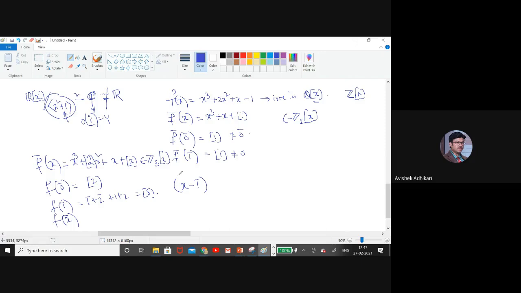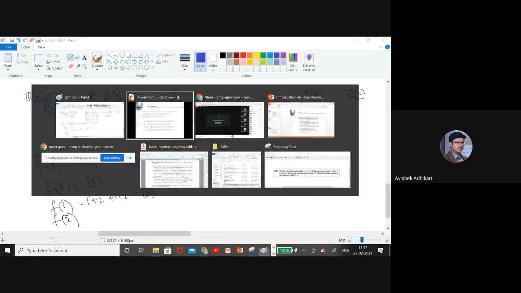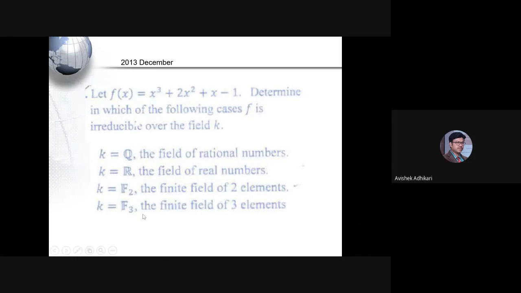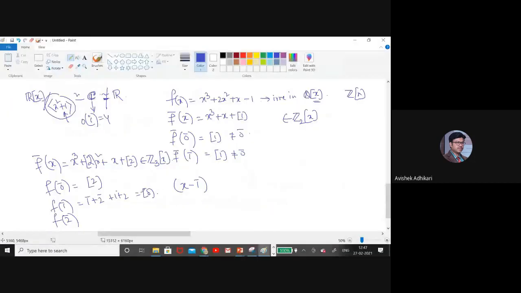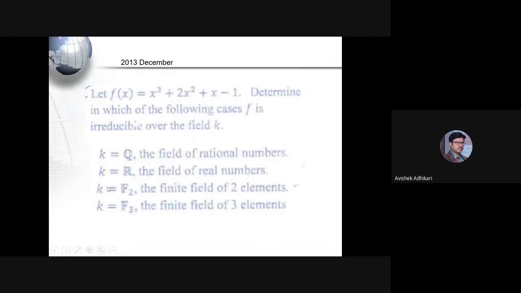Is it clear? So the question was, is it irreducible or reducible within this field? As you have seen, if I put 1 here, then it becomes 0, that means x minus 1 would be a factor of this polynomial. As a result, this is reducible. So the answer will be 1 as well as 3. So here it is not possible to reduce; this is reducible over R, this is also reducible. Is it clear to all of you?